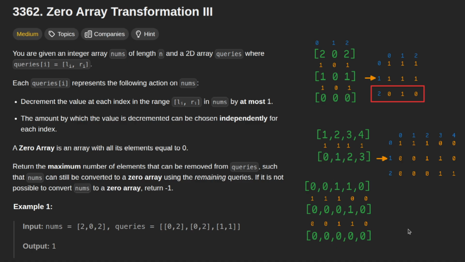Since it is converted to all zeros, I can say that one row is useless. But if we see, this row is also useless and we don't actually require it. If we just do this, then also we will get a zero array, right? So sorting also doesn't help.